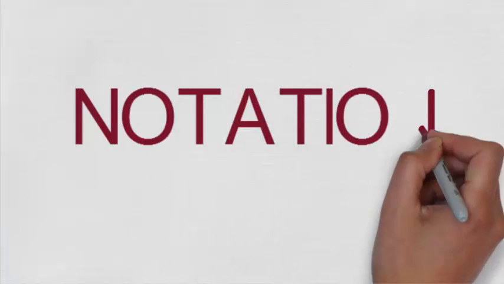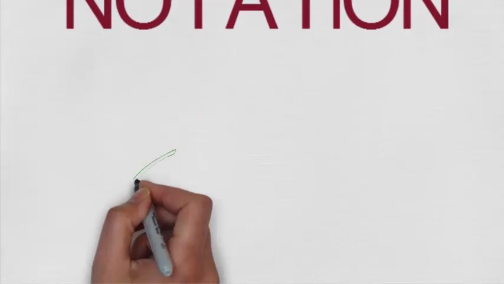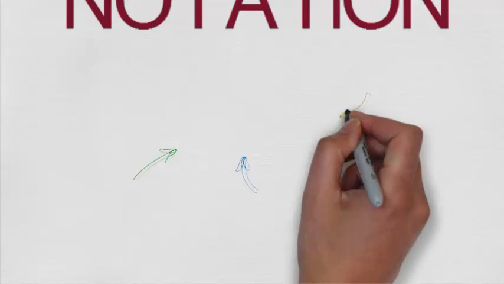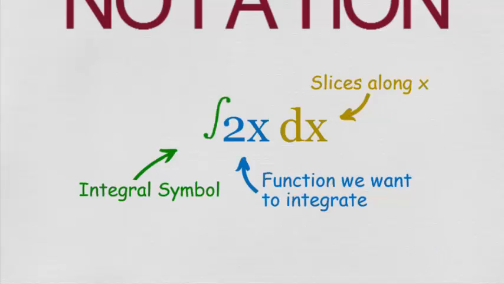Notation. The symbol for integral is a stylized S, for sum, the idea of summing slices. After the integral symbol, we put the function we want to find the integral of, called the integrand. Then we finish with dx to mean the slices go in the x direction and approach 0 in width.